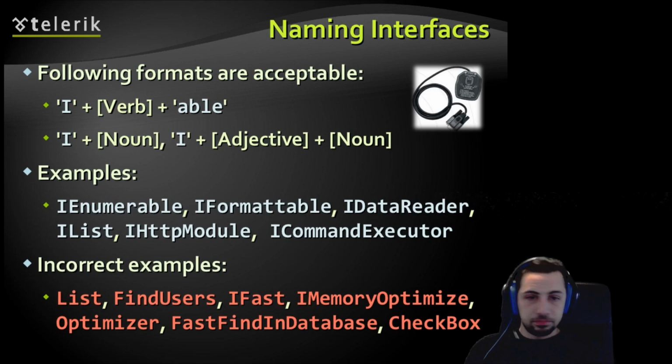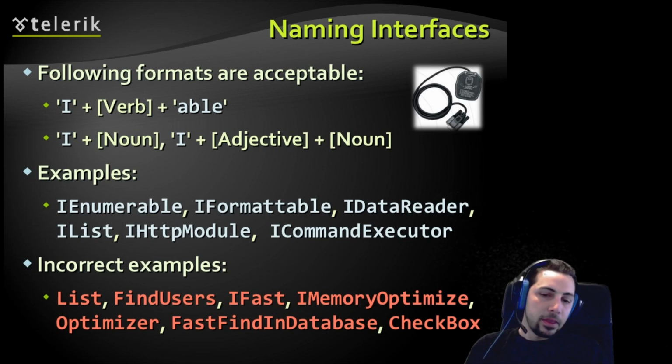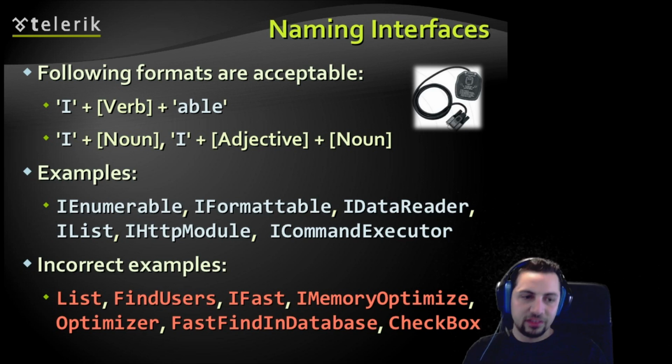So interfaces, almost exactly the same as classes, but it's usually I-verbable or I-noun or I-adjective-noun. So you can have verbs that are part of the name, because enumerable, you can enumerate something or you can format something. But don't lose the I as the first thing as an interface. It's very important. I second the comment.